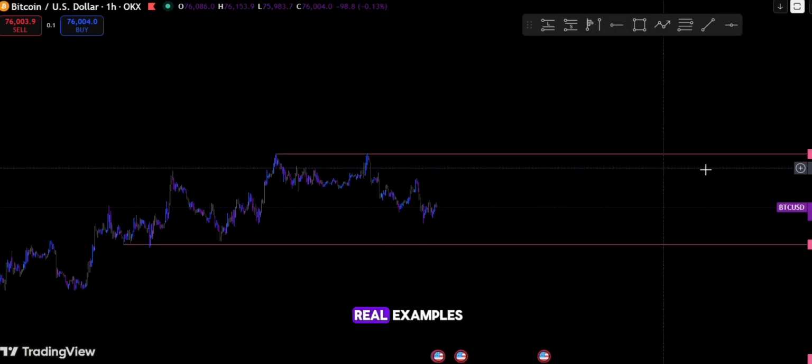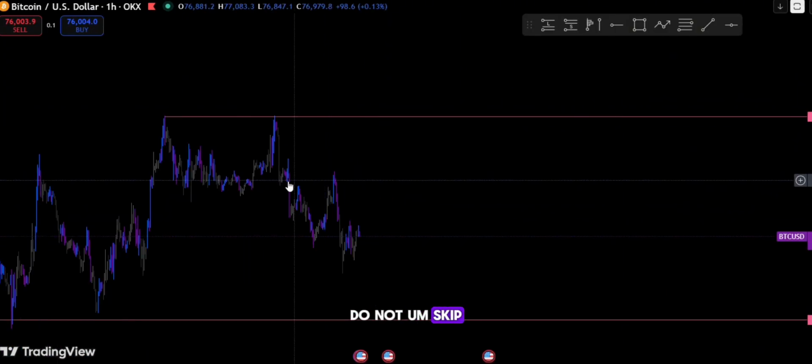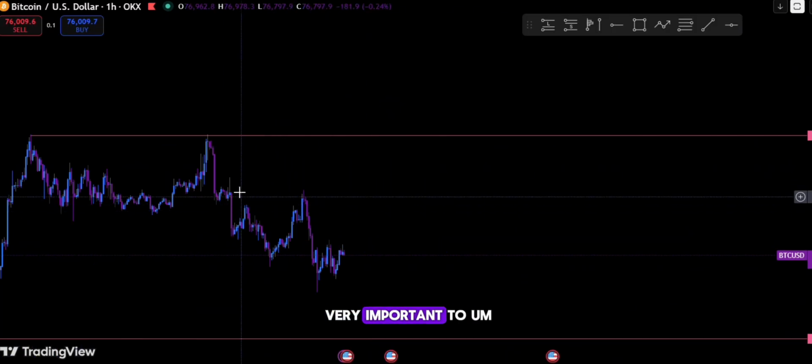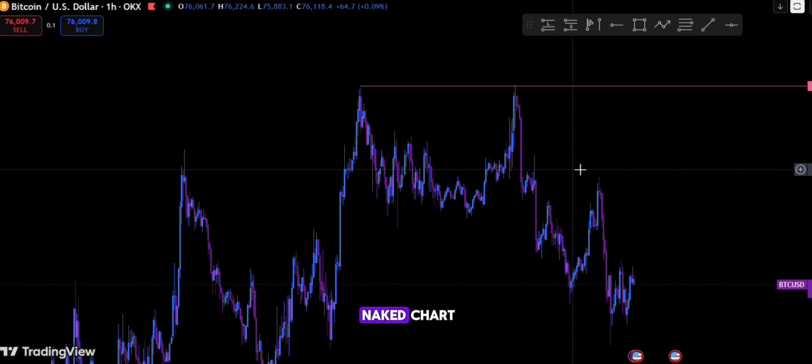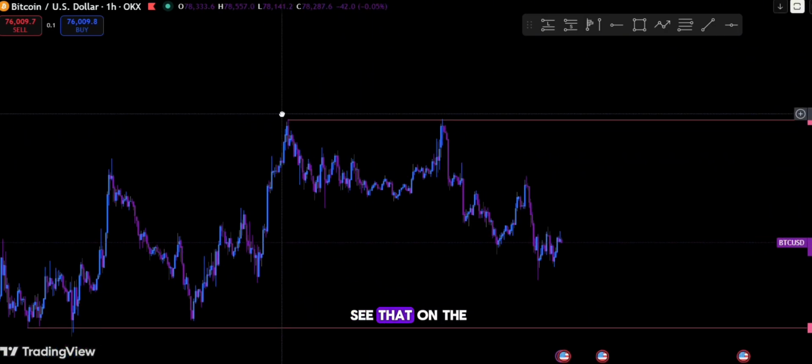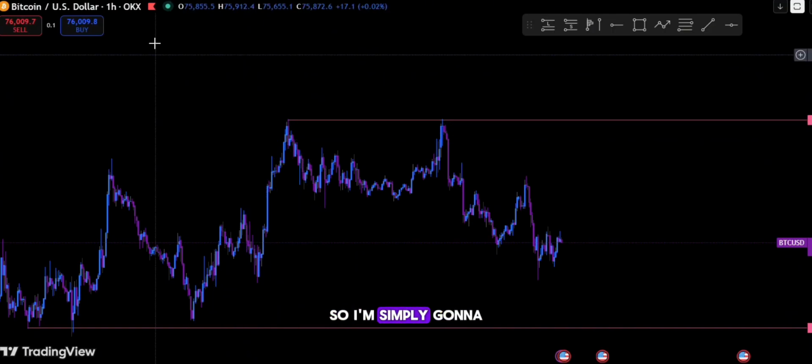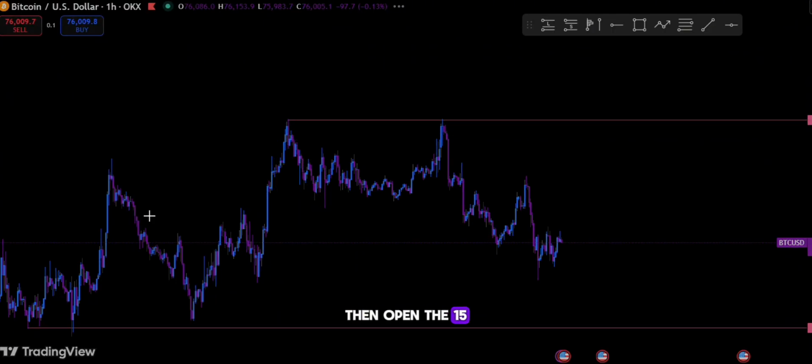Now let me show you some real examples. Do not skip this part. It is very important to know how you can identify setups on the naked chart. So as you do see, on the 1 hour time frame, I do see this as a clear high. So I'm simply gonna mark it up, then open the 15-minute time frame.